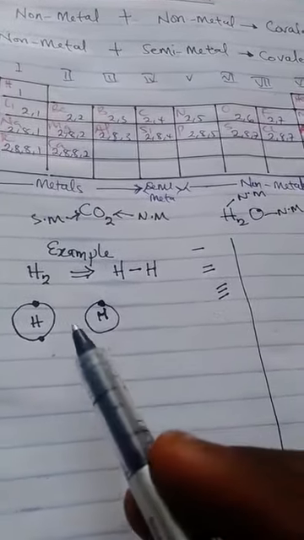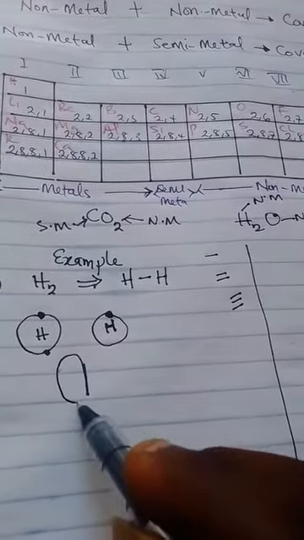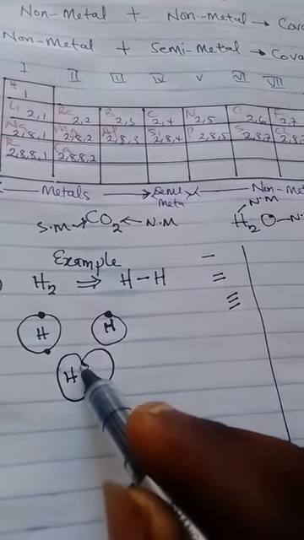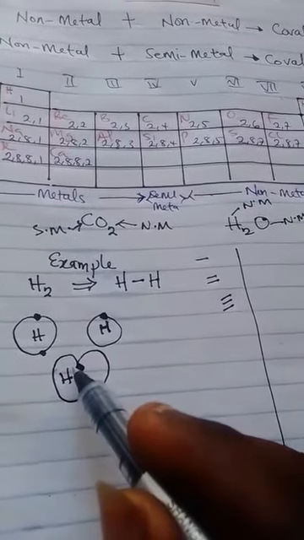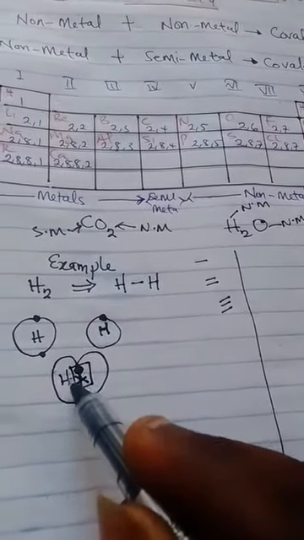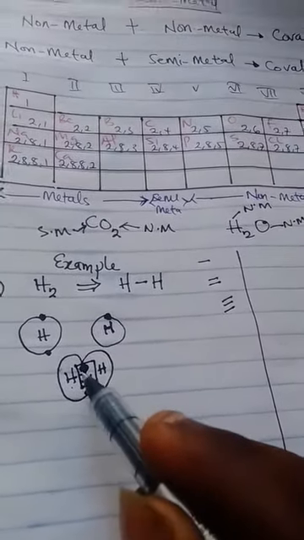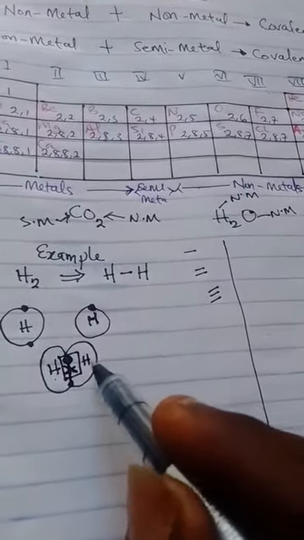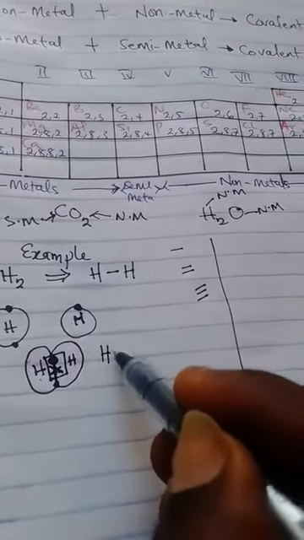Since this hydrogen needs one and the other one needs one, they share one. When they come together, this hydrogen donates one electron, and the other hydrogen donates another electron. This is the bond between them. These 2 electrons belong to both hydrogens. So the number of electrons for this hydrogen is 1 and 2, and for the other it is also 1 and 2. So we have a single covalent bond, and the structure is H-H.